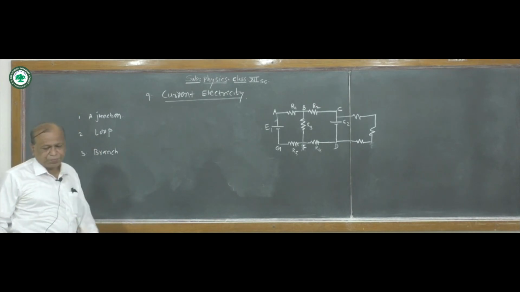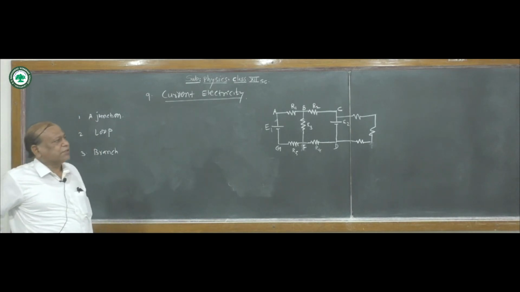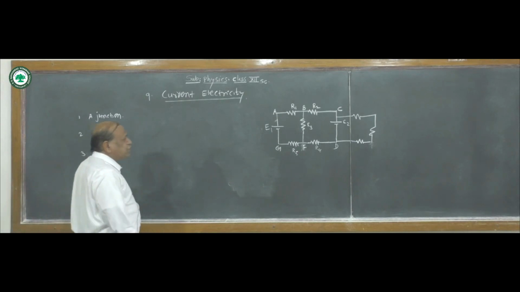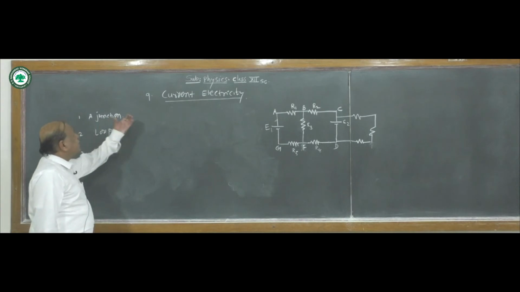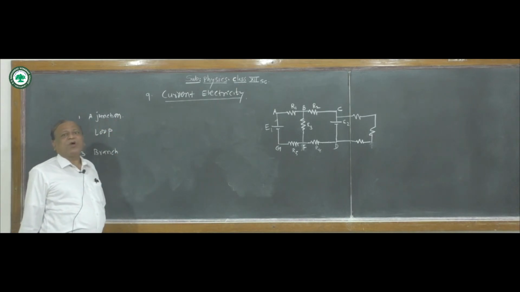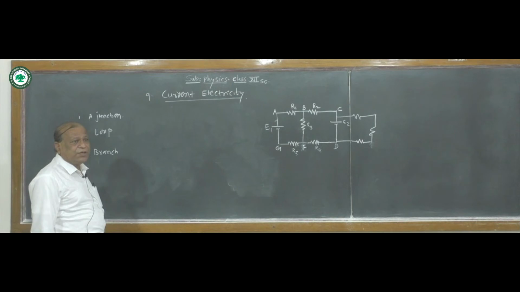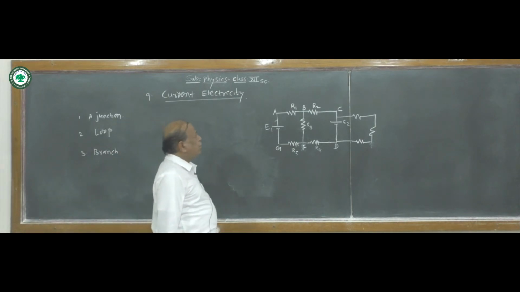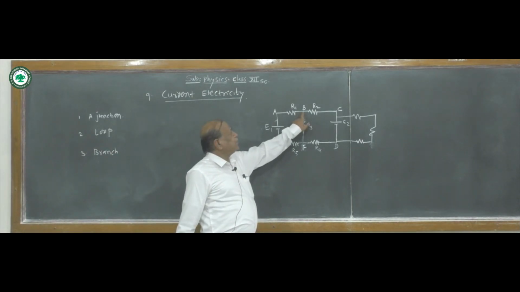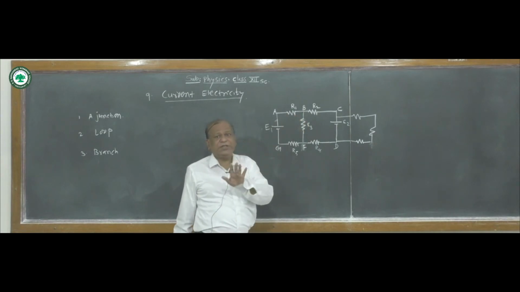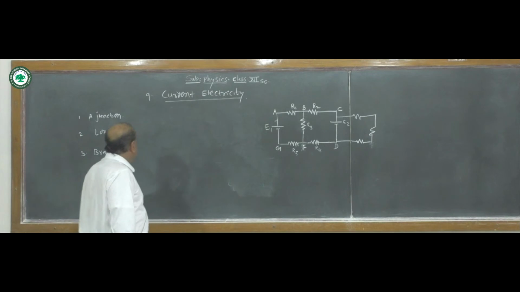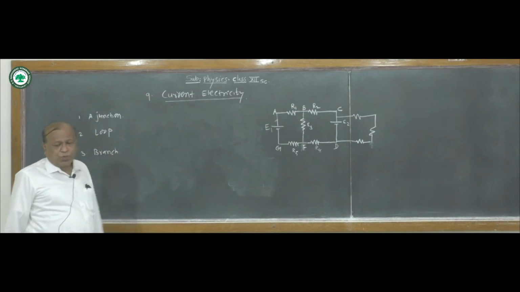Any point in an electric circuit at which two or more conductors are joined together is called a junction. Now here point B is a junction. Here two or more conductors are joined together. Therefore, this point B is a junction. What is meant by loop?